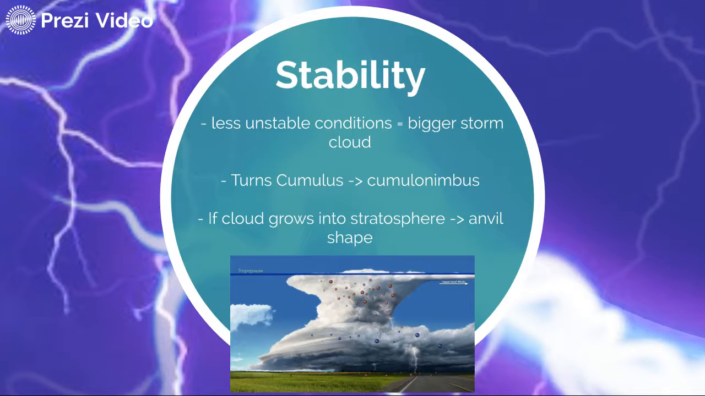If the cloud grows into the stratosphere, right? So most of our clouds happen in the troposphere, but if by chance the cumulonimbus cloud grows so much because of this instability, it will then flatten out and create this anvil shape. So you can see the picture that I've posted there, it flattens out at the top and creates this anvil shape.